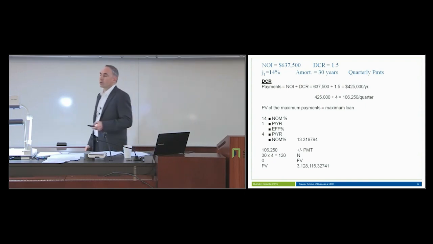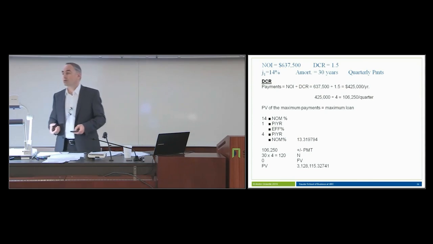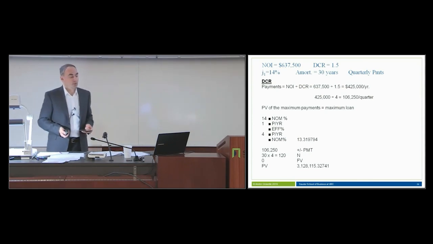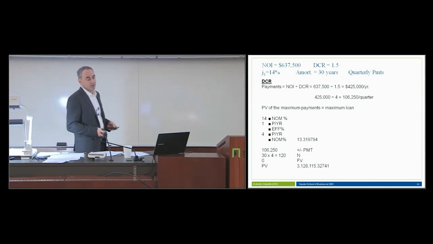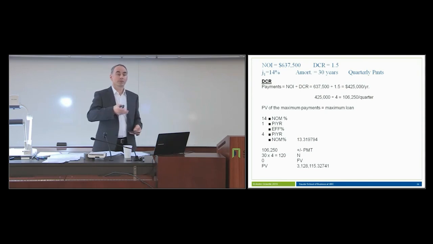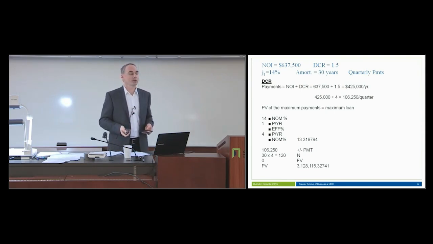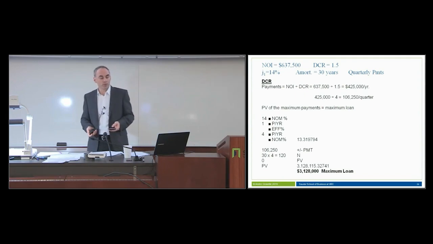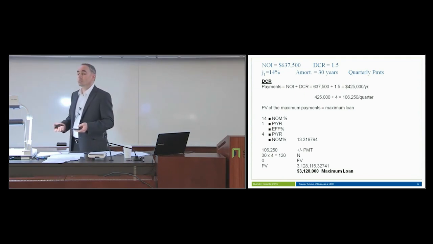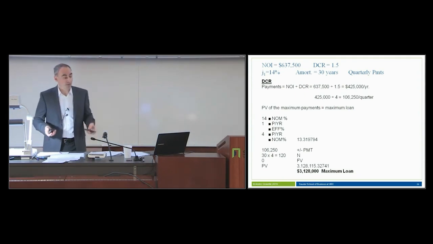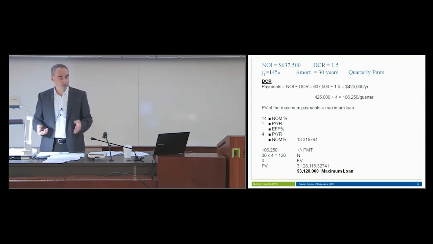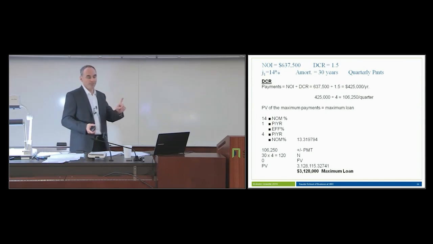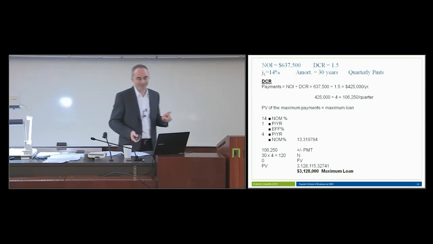We get $3,128,115. And this question asked us to round to the nearest $1,000. That's not round up, that's just round to the nearest $1,000. So it looks like 3.128 million is the maximum loan. So we got 3.128 million. Well done. You get 1 mark, 99 more to go.